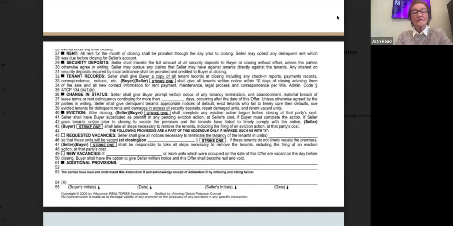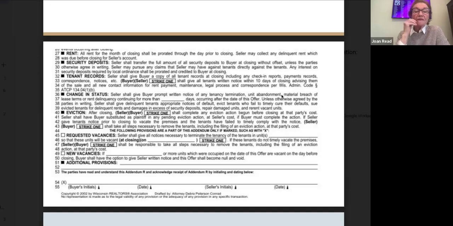That the rent for the month of closing shall be prorated through the day prior to closing. Security deposits, what happens with those? Where are they? Who's holding them? Tenant records, seller shall give the buyer a copy of tenant records at closing, talking about check-in reports, payment records, correspondence, notices, anything that's important that the new buyer should know about the existing tenants.